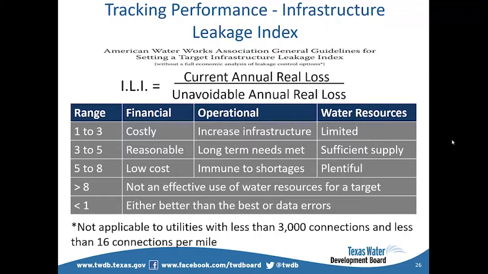And then if the system has below 1 or sets a target below 1, what that indicates to me is that that system is performing better than the best in leakage control, because a 1 ILI is that 1-to-1 ratio of the system's real loss volume to that unavoidable calculation. So that system is either performing better than the best, or there's actually data errors, which we've seen is actually more likely the case with some of those audits. So if you have less than 1 on your ILI on your water loss audit, it'd be good to take a look at some of the data to ensure that it's as accurate as it can be.